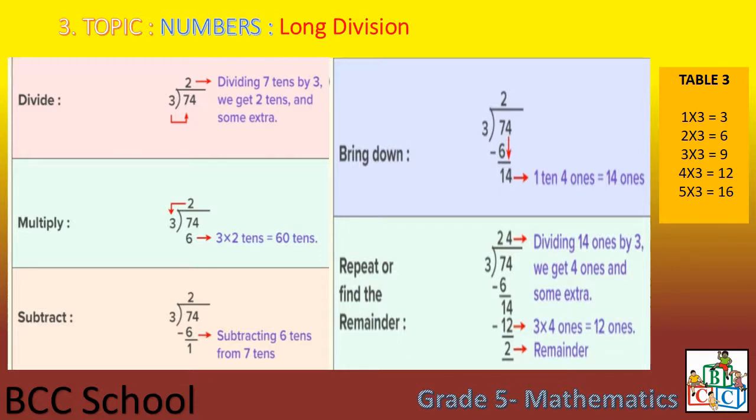We have to see if we have number 14 in table 3. No, we don't have number 14. So we take number 12. 4 times 3 equals 12. So here, next to number 2, we have to write 4. The answer becomes 24. And then 14 minus 12, the remainder is 2.